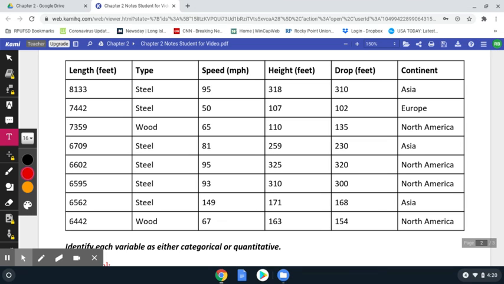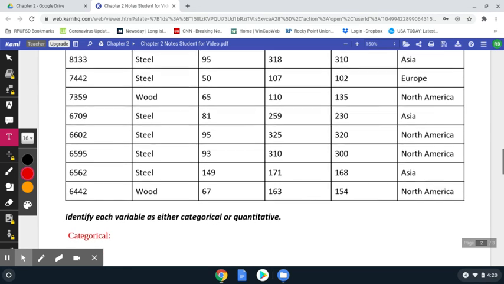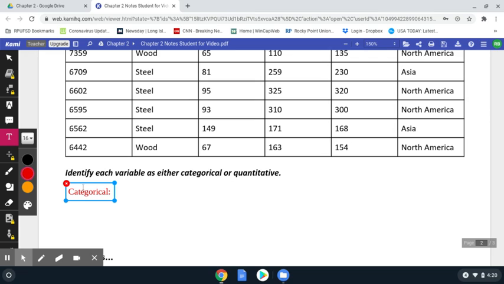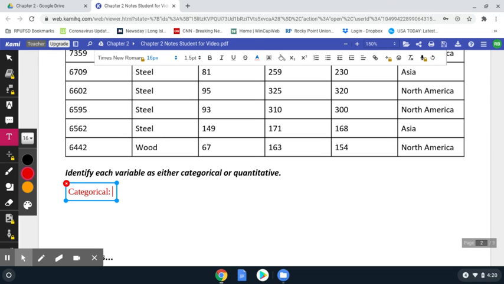We see our type of roller coaster. We have steel and we have wood. We can take account. We've got 2, 4, 6 steel roller coasters and 2 wood. So type would definitely be categorical. If we talk about continent as well, we see we have 3 that are located in Asia, 1 in Europe, and 4 in North America. So let's scroll down, and we want to add to our categorical. Our categorical variables were type and continent.